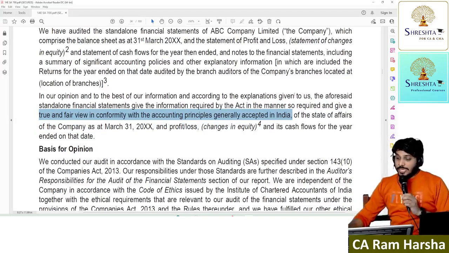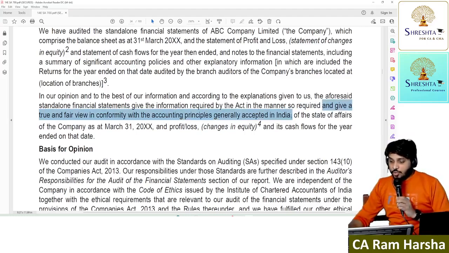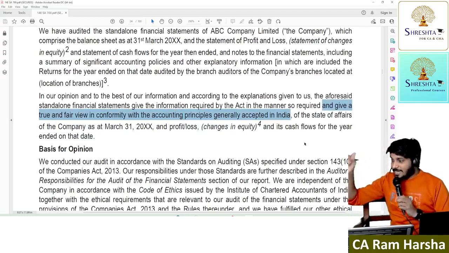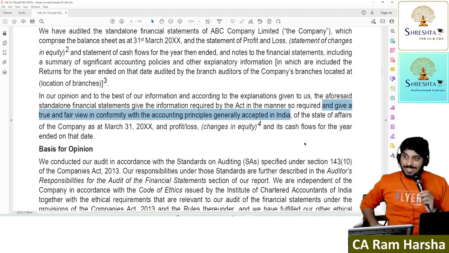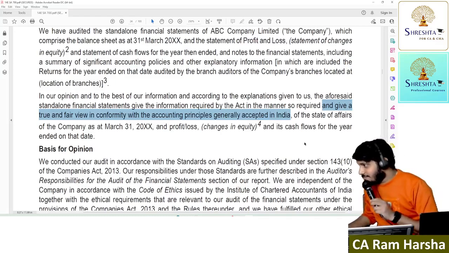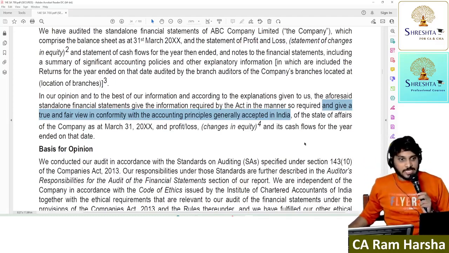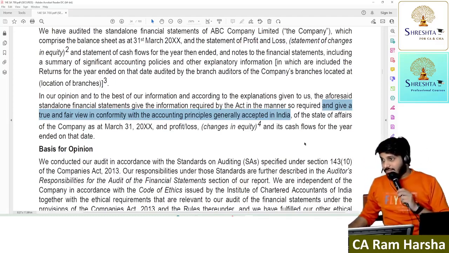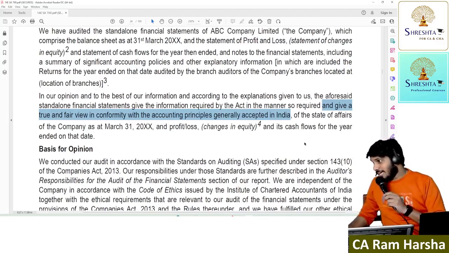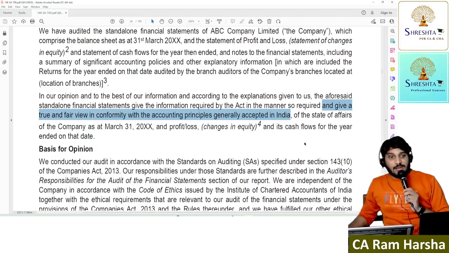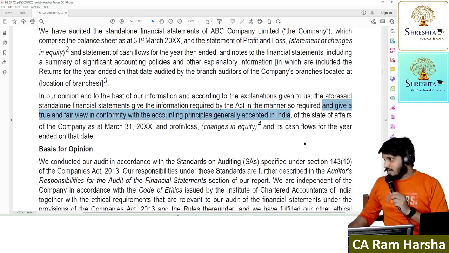Now, you see here, I'm using the words "give a true and fair view in conformity with GAAP." If this line, which I highlighted right now, is there, then this is a fair presentation framework. If these words are not there, then that is a compliance framework. What is fair presentation? What is a compliance framework? In the Companies Act, what is mandatory is the fair presentation framework.